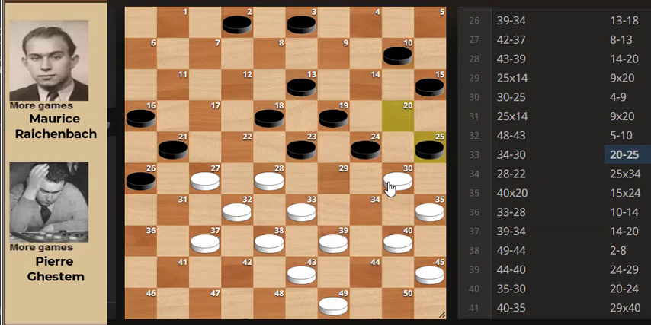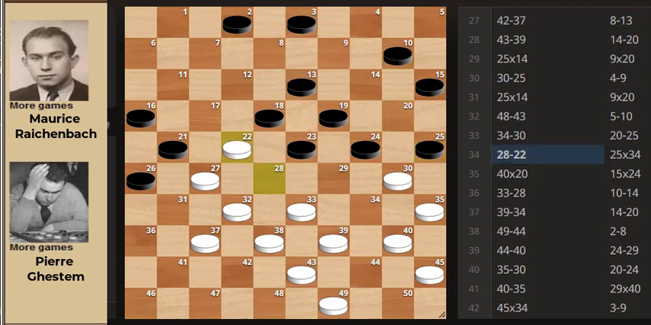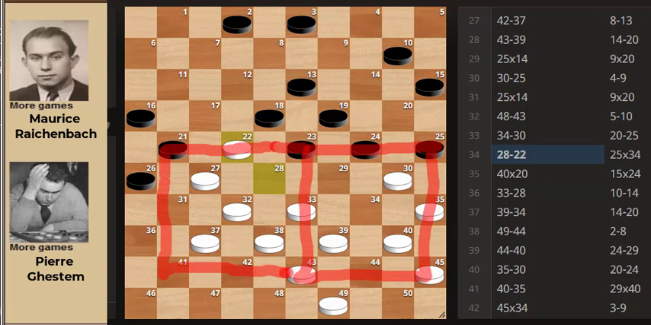Morris played 20, 25. 20, 25 was answered by Ghestem by playing 28, 22. So 28, 22, if we draw the square, this time we'll have two squares. We see that we can move to 22. If you have a piece at 25, then 22 can also be played. That's the move Ghestem made, and this is a tactical move.